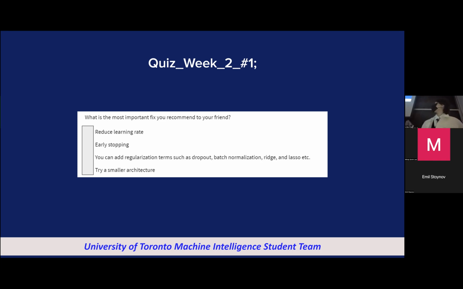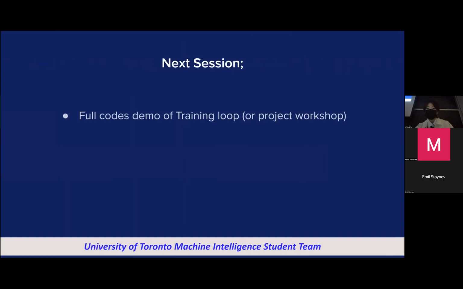So the most recommendable fix for me and for you guys, take a guess what it is. Yes, it's the first option. And that's the end for this section.